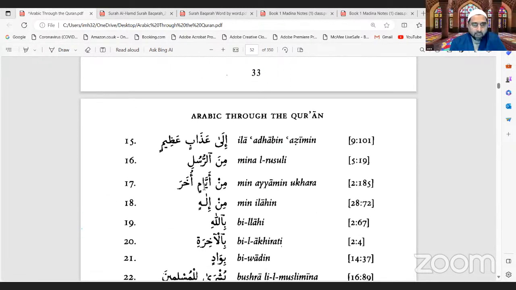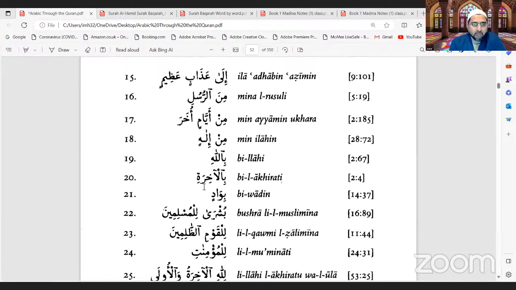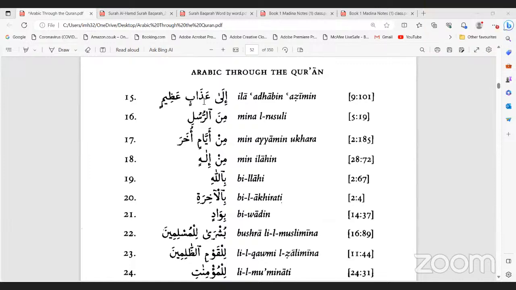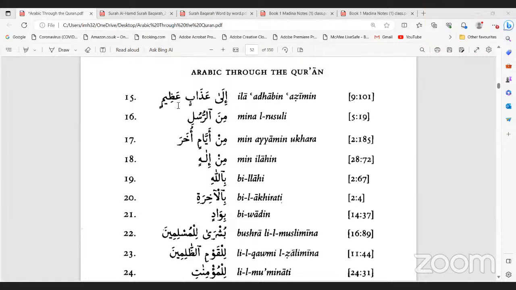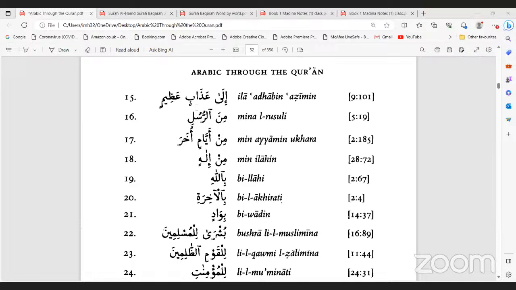Leave that one for now. I'm deliberately choosing certain ones. Then we have ila. Ila, as you know, means towards. Ila adhabin adhimin, to a great punishment. Adhab means punishment. Adhim means great. Can you see adhabin adhimin having kasra tanween? Yes.